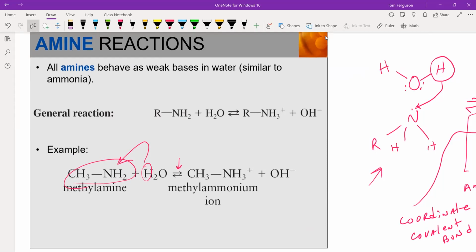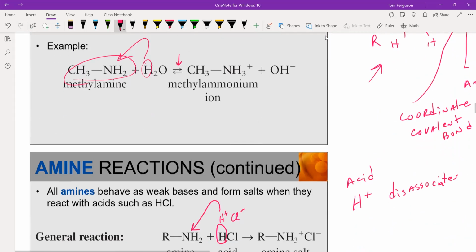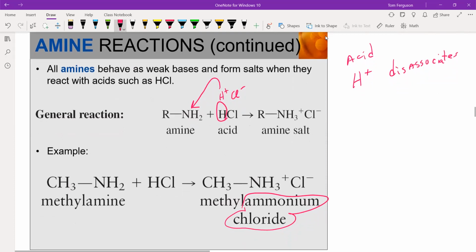So just in water, it's methyl ammonium ion. Once it's in an acid solution, then you have to take on the anion part of the acid as far as the name goes, and that goes there.